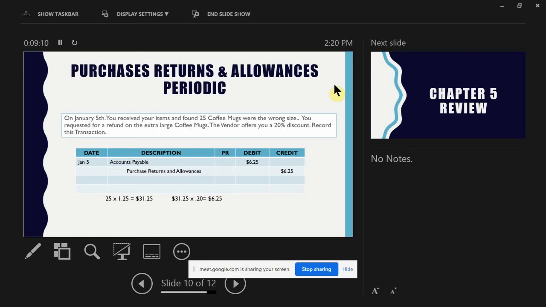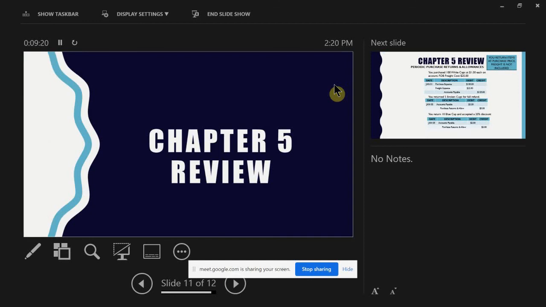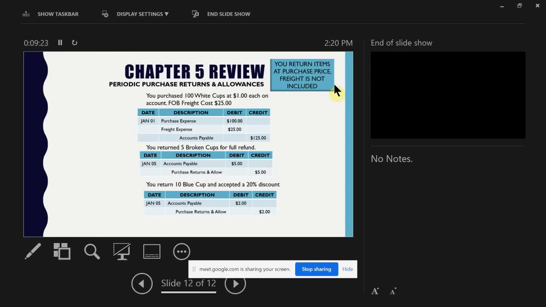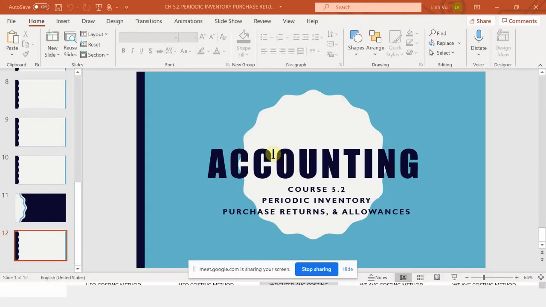We need to recognize that we have to create a contra account because this goes against your purchase expenses. So then, once again, chapter review. What happens when we need to return an item? One of them is for a full refund and the other one is for a discounted price. All right, so any questions there?